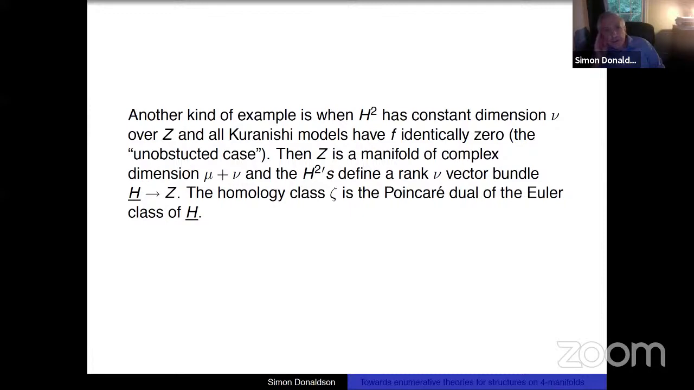So what that means is that the moduli space, or solution set Z, is a manifold, but it's a manifold of the wrong dimension, as it were. The expected dimension given by the index is mu, but Z will be a manifold of dimension mu plus nu, where nu is the dimension of the H2s. So in that case, these H2s form a vector bundle over Z, and then the virtual fundamental class, the homology class you want, is just the Poincare dual of the Euler class of this bundle.